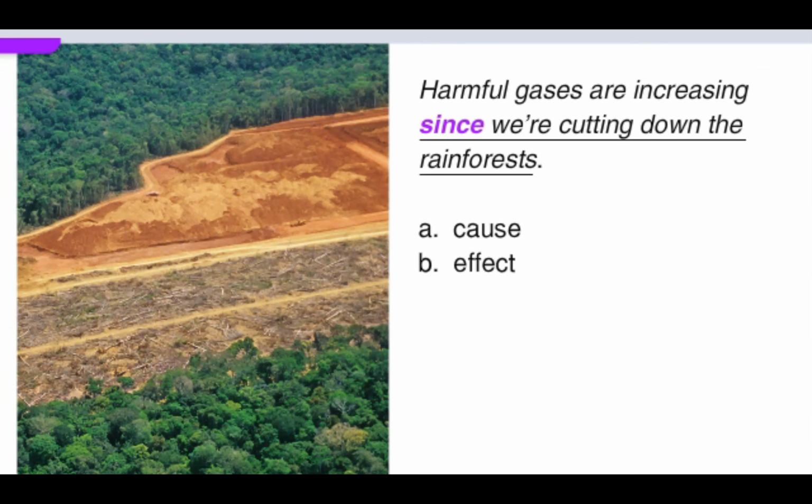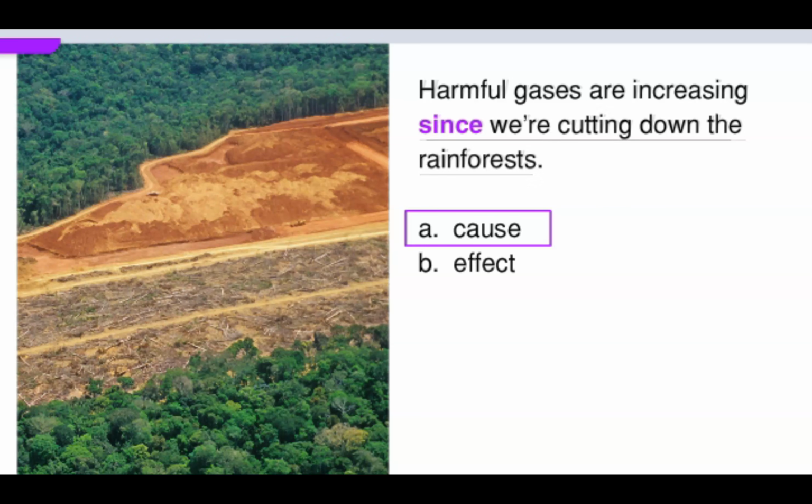Look at the picture and read the sentence. Pay attention to the highlighted connector. Is the underlined clause showing cause, a reason, or effect, a result? Listen. Harmful gases are increasing since we're cutting down the rainforests. A. Since indicates a cause or a reason.